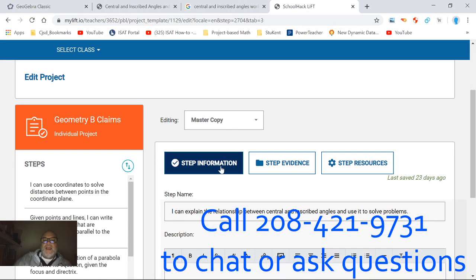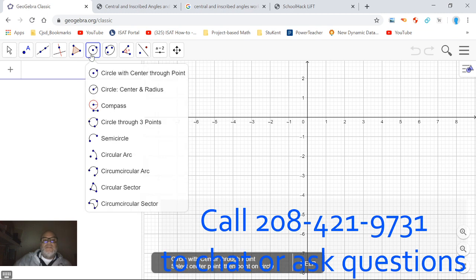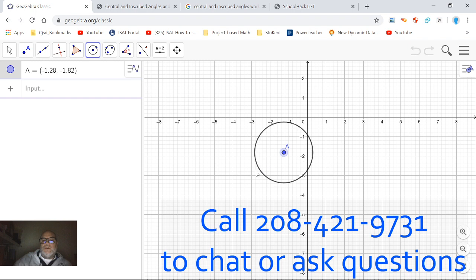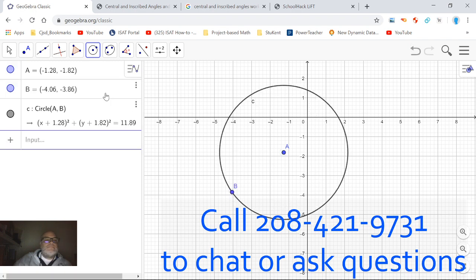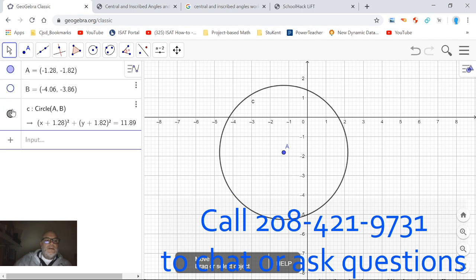If we look back here again, we're talking about the relationship between central and inscribed angles. To be able to do that, first of all, you have to know what a central and an inscribed angle is. It has to do with circles. So I'm going to draw a circle here. Let me undo that. I just want to hide B. Okay, so we've got a circle A.